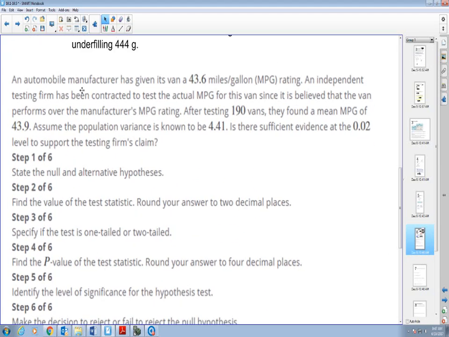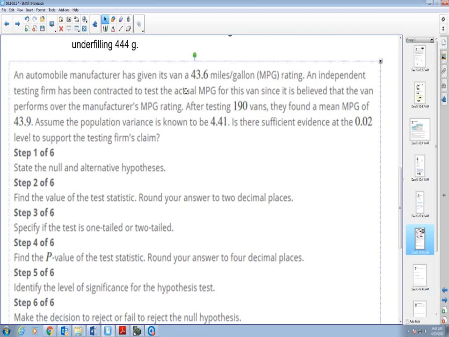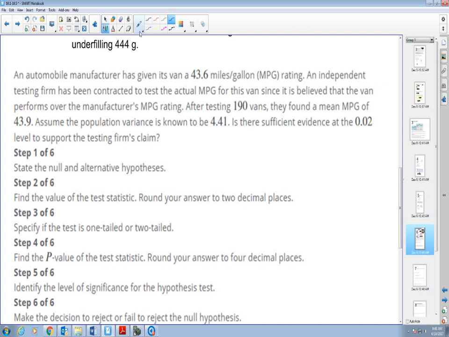An automobile manufacturer has given its van a 43.6 miles per gallon rating. So this manufacturer is claiming the van can go 43.6 miles per gallon. An independent testing firm has been contracted to test the actual miles per gallon for this van, since it is believed that the van performs over what the manufacturer is claiming. So, what's my null hypothesis then? It is what the manufacturer is claiming.